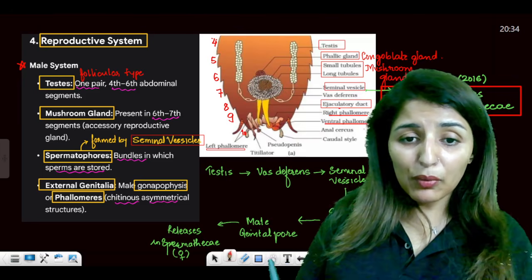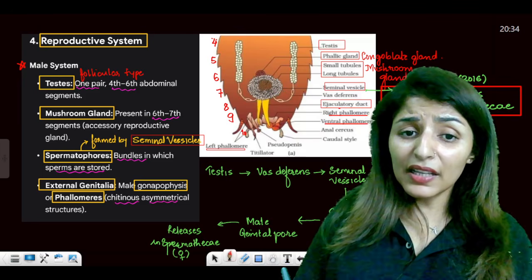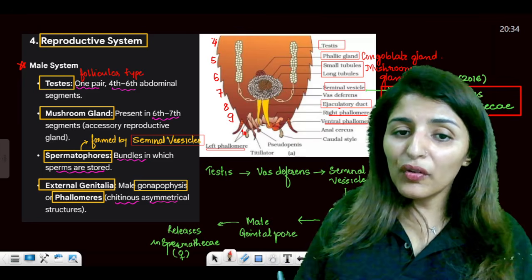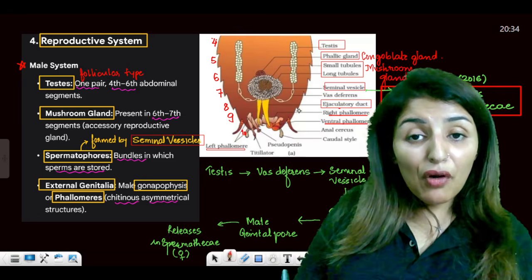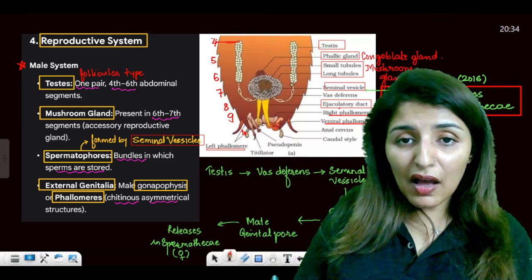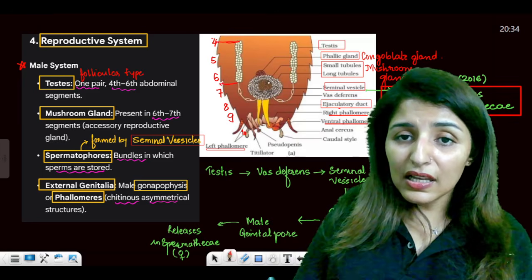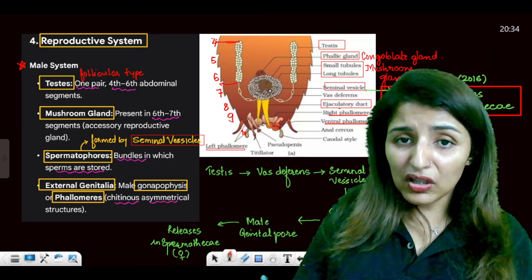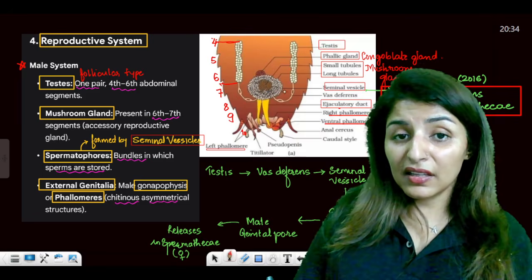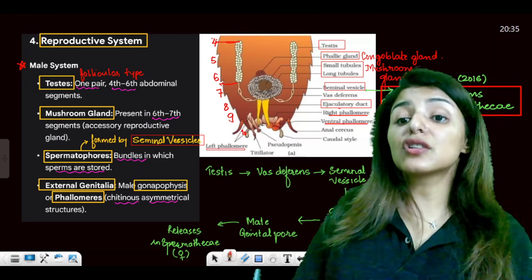So, pathway is important here. From the testes, sperms are going to move into the vas deferens. From the vas deferens, they are going to collect into this small structure, which is known as seminal vesicle. The seminal vesicle stores the sperms.